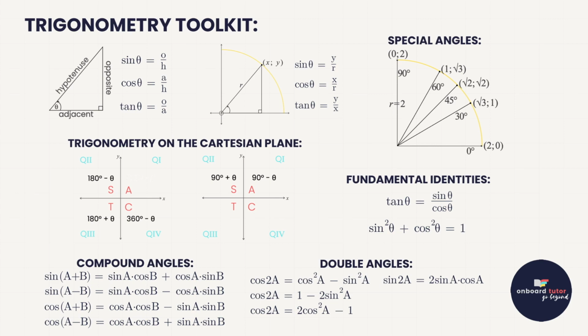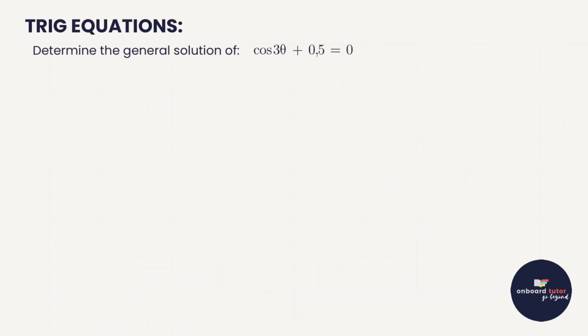So what did we learn last year? This question says, determine the general solution of cos 3 theta plus 0,5 equals 0. We know that this is a trig equation because we've got some trigonometry and it equals something. It's not an identity because the question is not saying show or prove, it's saying specifically determine. And then here they are referring to what is known as the general solution.